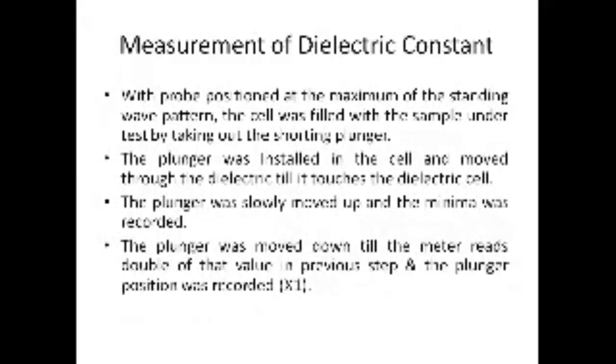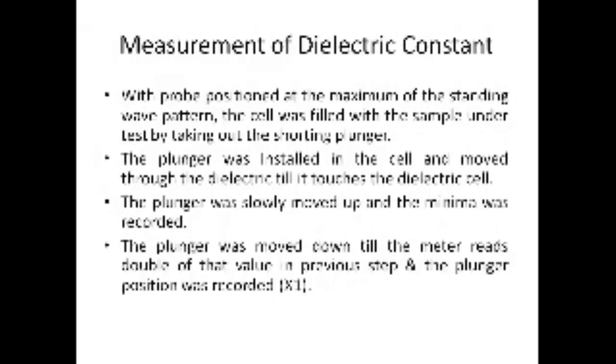And then we are using the probe that is positioned at the maximum of the standing wave pattern. The cell is filled with the sample. The sample, in the sense, we are filling the cell with the dielectric material. And we are performing the test by using a shorting plunger. The plunger was installed in the cell and moved through the dielectric till it touches the dielectric cell. Then the plunger was moved up and the minima was recorded.